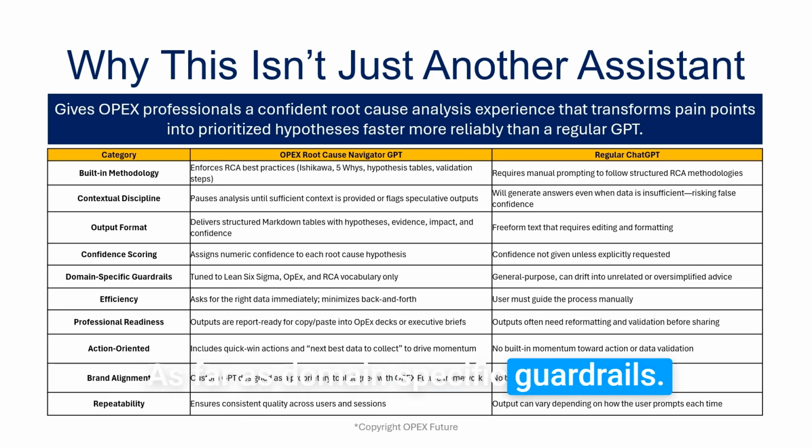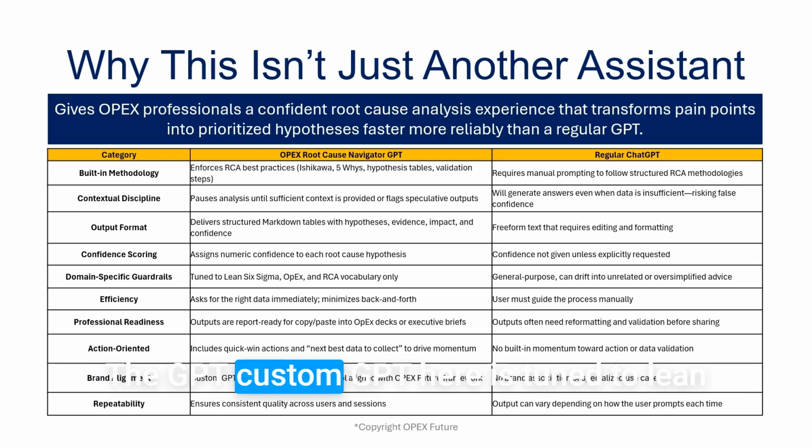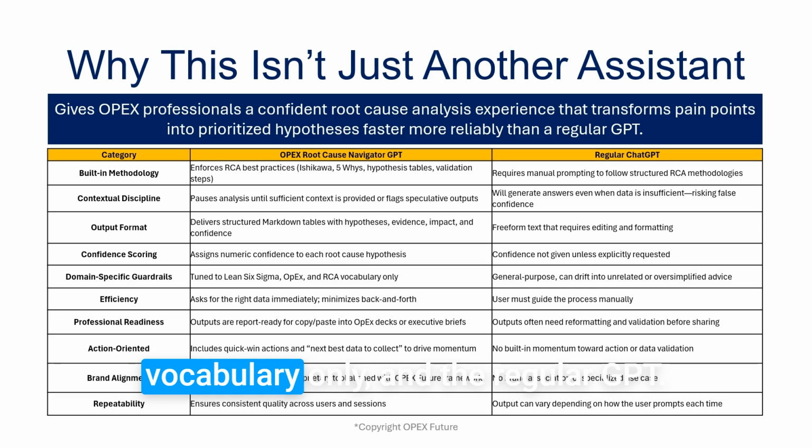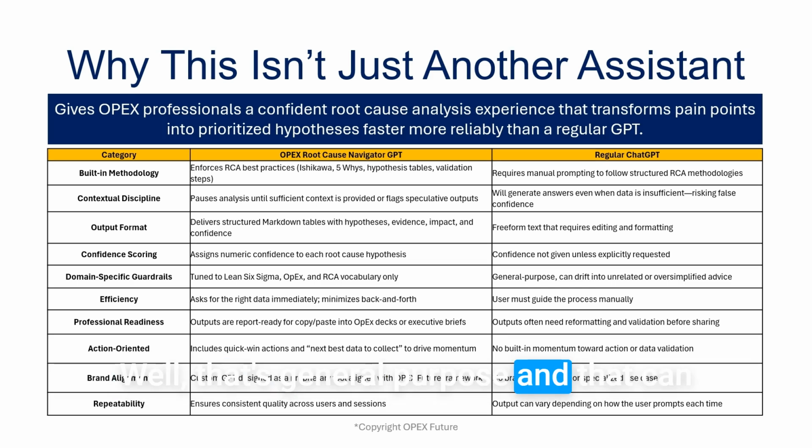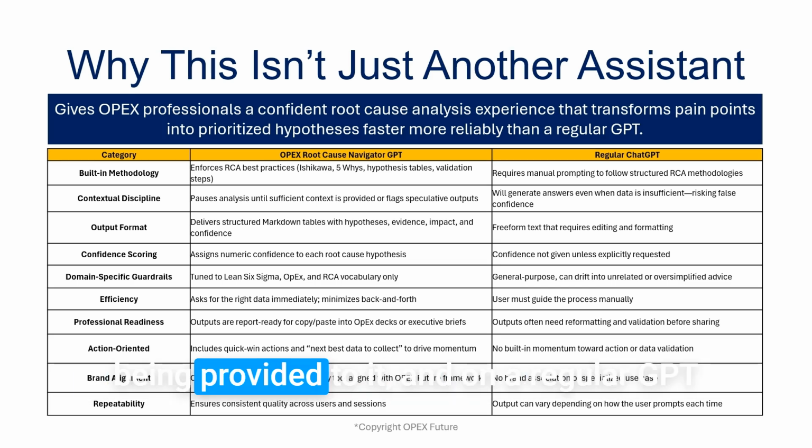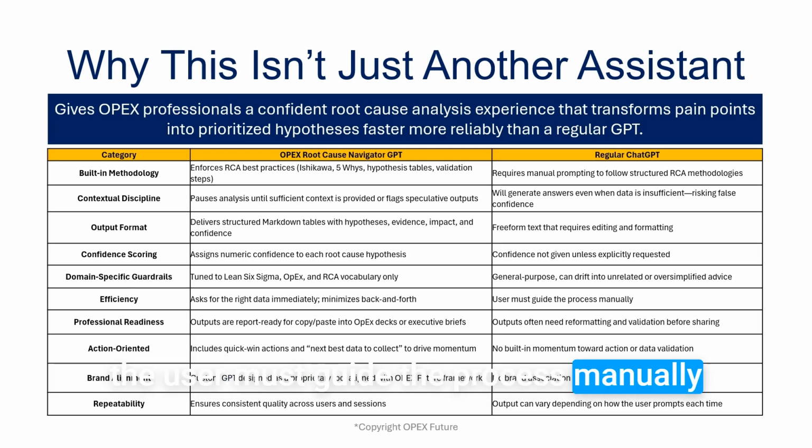As far as domain-specific guardrails, the custom GPT here is tuned to Lean Six Sigma, OPEX, and root cause analysis vocabulary only, and the regular GPT, well, that's general purpose, and that can drift into unrelated or oversimplified advice. This one is specific here. As far as efficiency, the custom GPT asks for the right data immediately, and this minimizes the back and forth by having all the data you need upfront being provided to it.